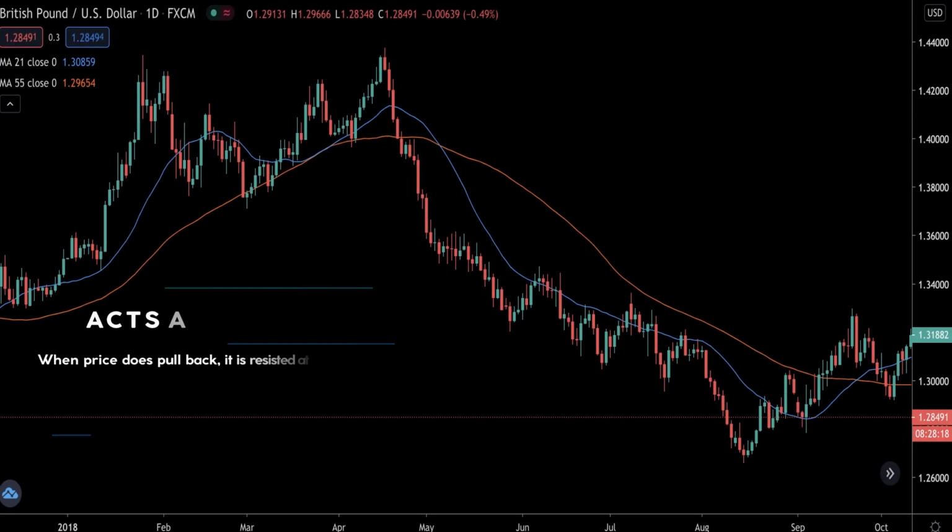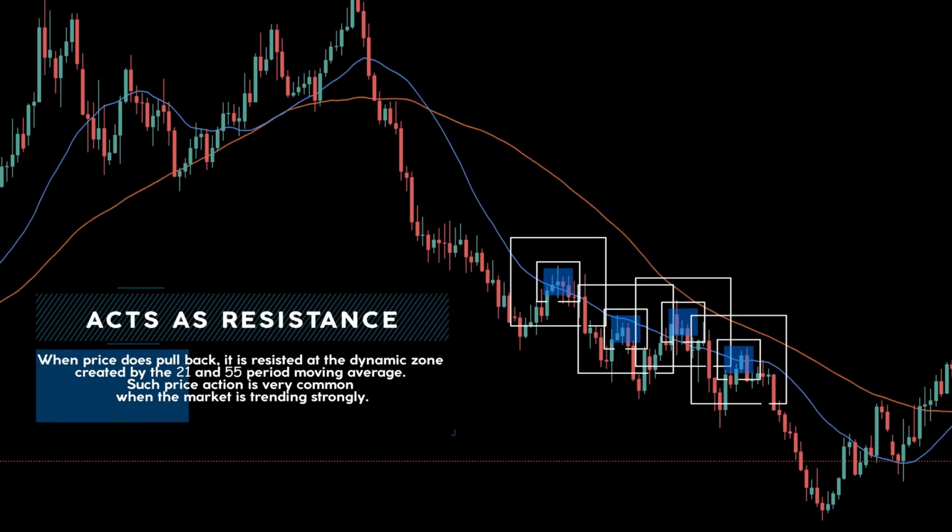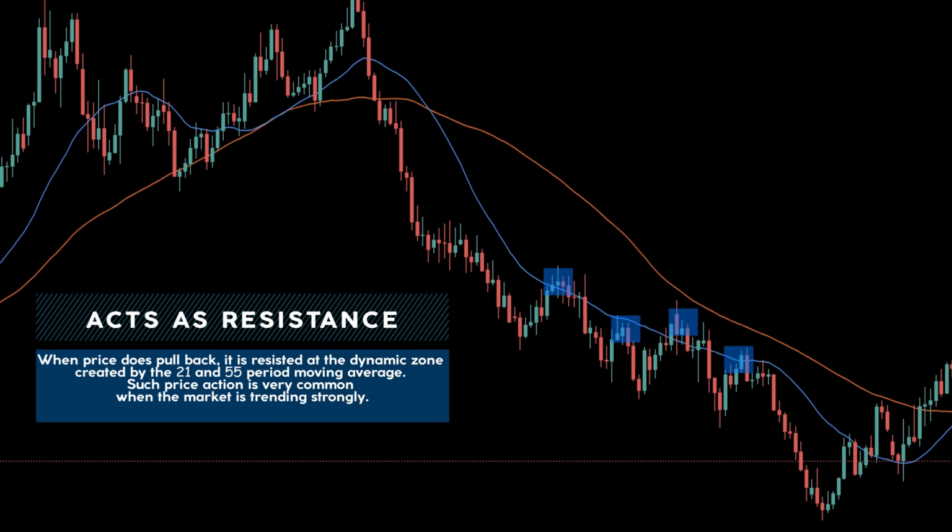Let's look at an example to illustrate this. In this case, we have a clear downtrend with frequent but shallow pullbacks. Notice how the distance between the two moving averages stays fairly consistent and reflects the smoothness and consistency of the trend. When price does pull back, it is resisted at the dynamic zone created by the 21 and 55-period moving averages. Such price action is very common when the market is trending strongly.